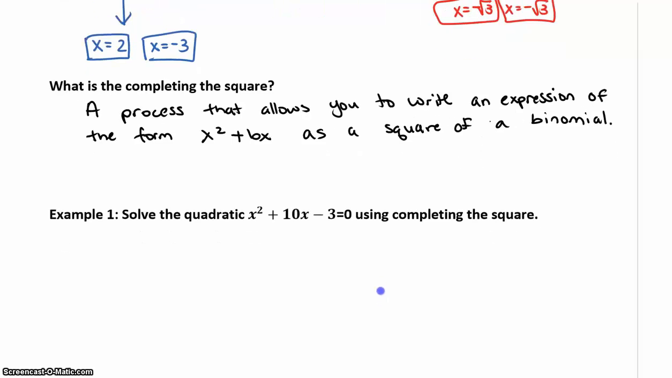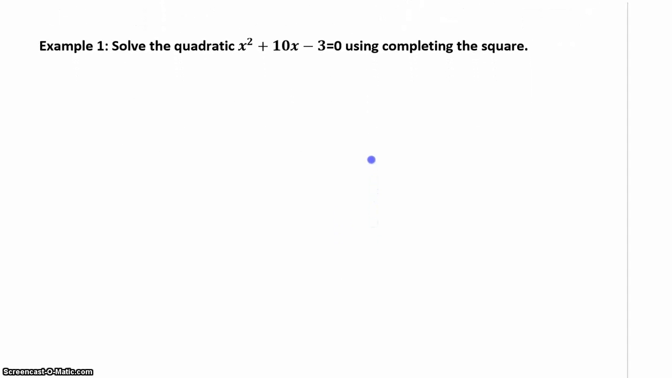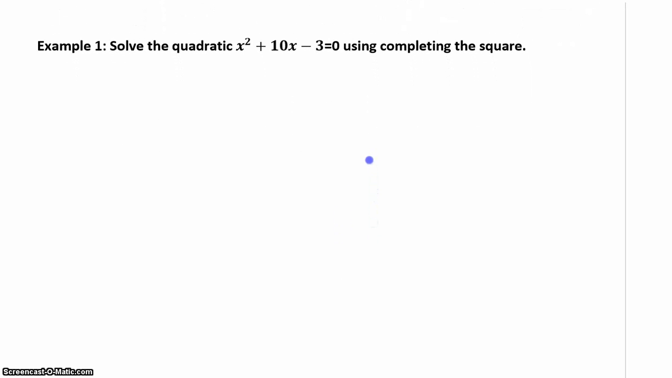So let's start with the following problem. Example 1: solve the quadratic x squared plus 10x minus 3 equals 0 using completing the square. There are several steps that we have to take. First thing we have to do is get the x squared and the x term by itself. So I'm going to move everything else I don't need to the other side of the equal sign.